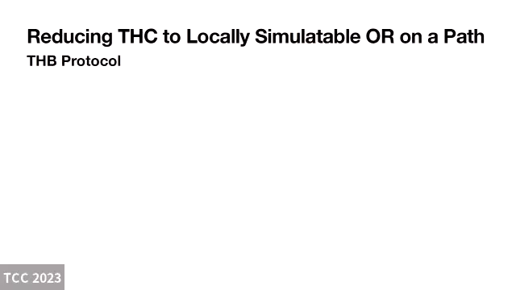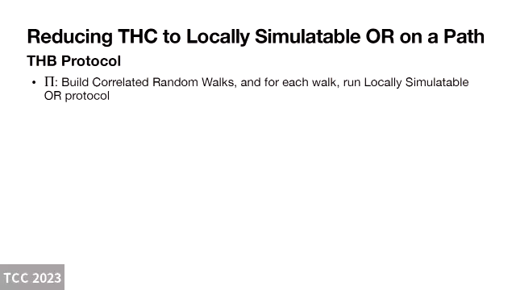Okay, so now let's build this THB protocol. And it's very simple. Once you have this locally simulatable OR on a path, you just build correlated random walks, and for each walk, run the locally simulatable OR protocol. And so correctness should be somewhat clear, because each walk will cover the whole graph. Every party in the protocol will get the correct output of the OR.